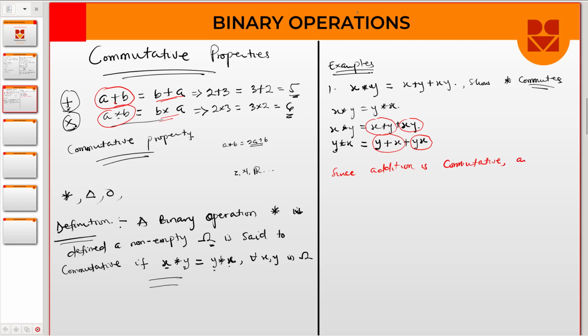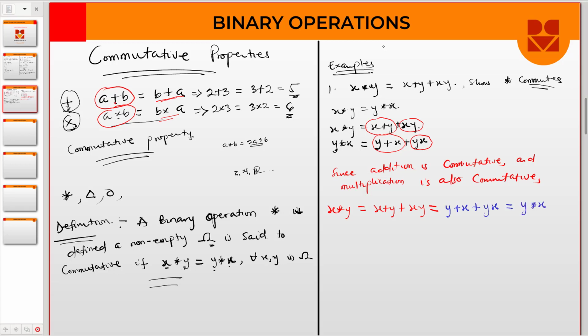and multiplication is also commutative, then it implies that x star y, which is equal to x plus y plus xy, is also equal to y plus x plus yx, which is equal to y star x.